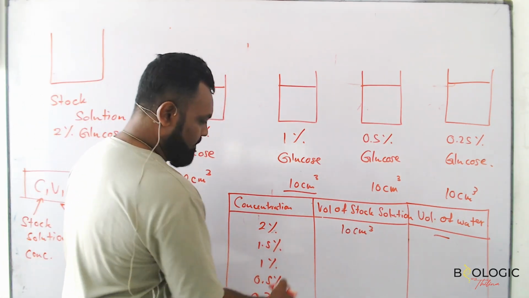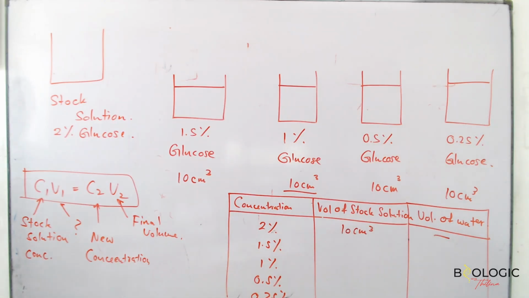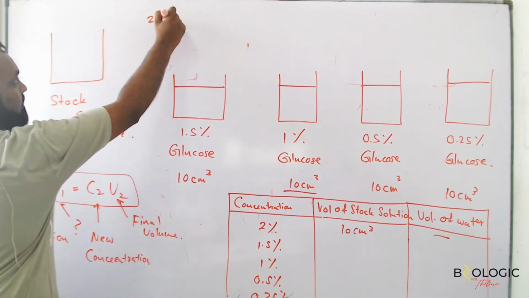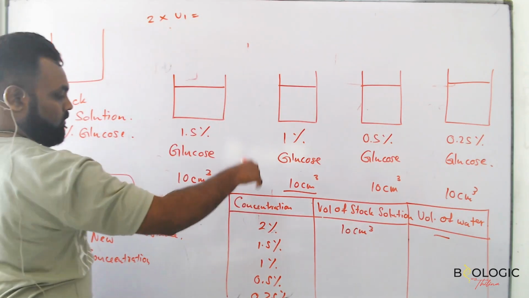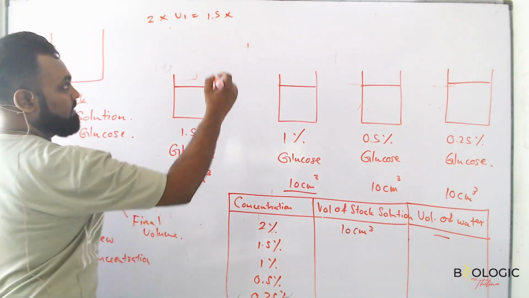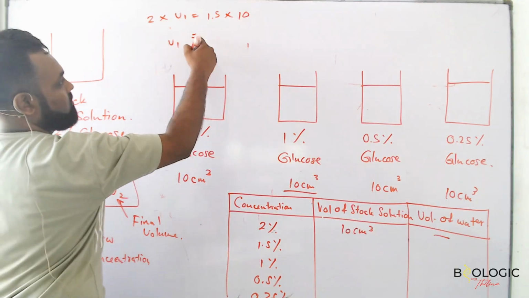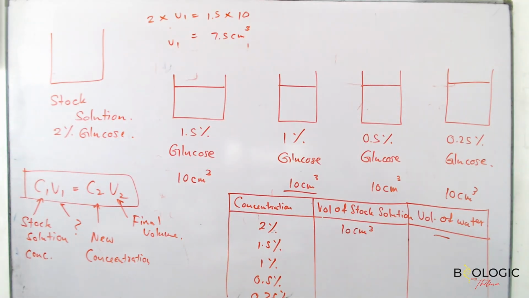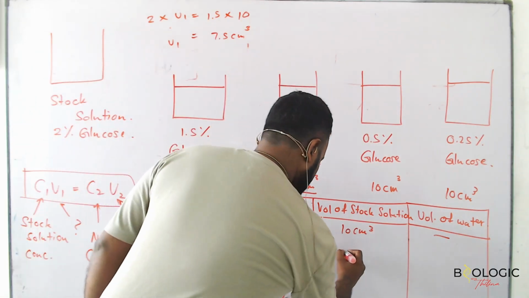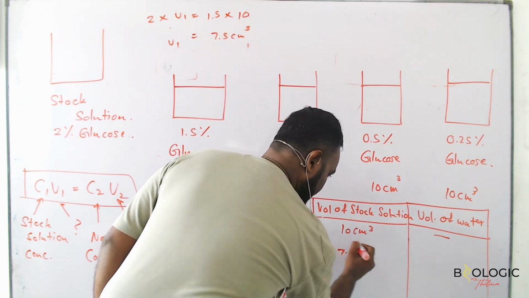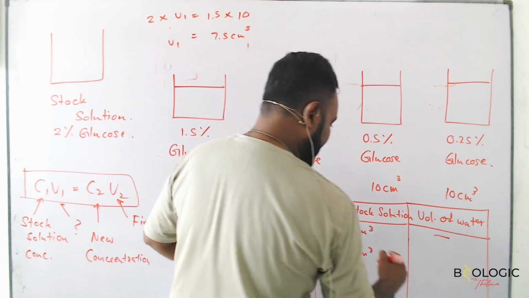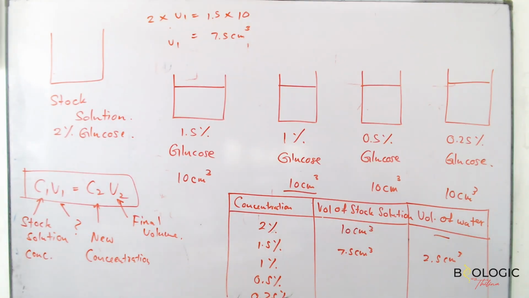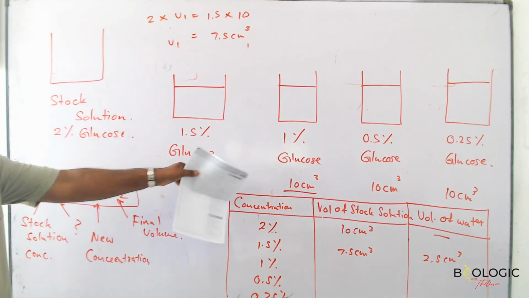Then make for the 1.5. C1 V1 equal to C2 V2. So C1 is 2% multiplied by V1 you need to find out. C2 1.5. Final volume is in this case 10. So V1 equals to 15 divided by 2, 7.5 cubic centimeters. So here 7.5 cubic centimeter you add from the stock solution, make it 10, 2.5 cubic centimeter of water. Right? You can do the rest now. Do it, I'll see.